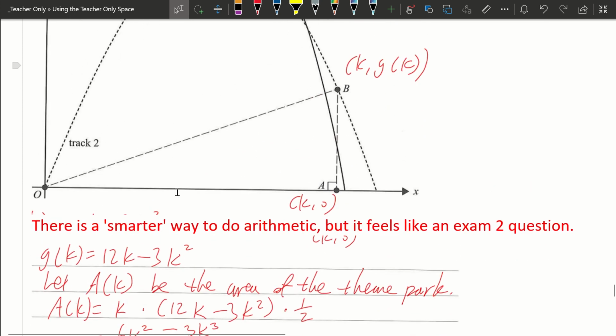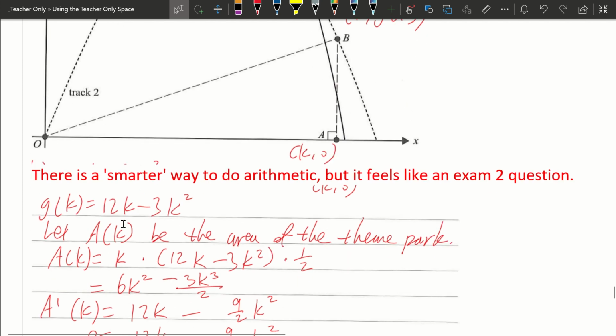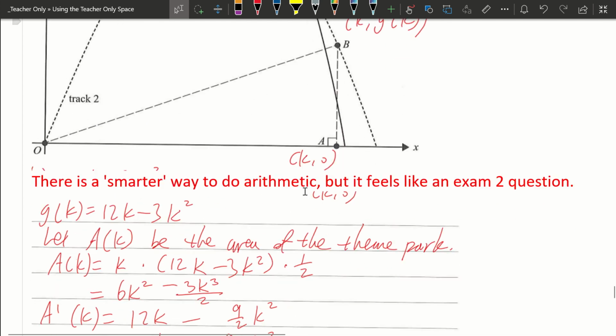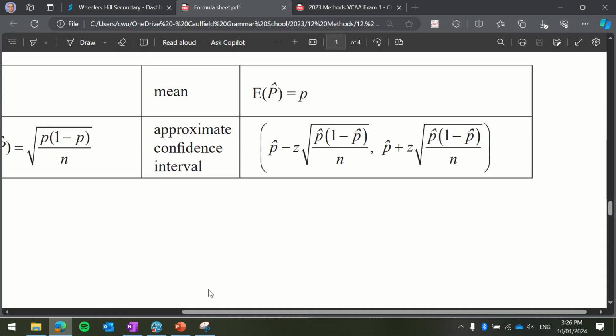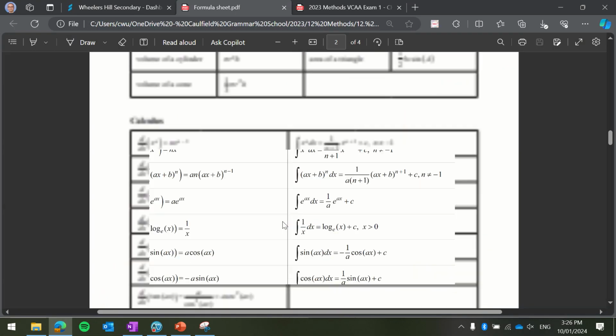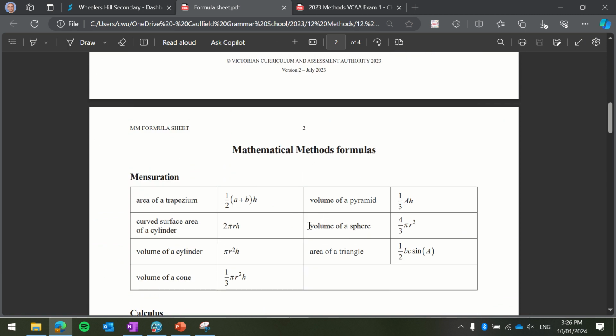So first we write down what g(k) is for the point B, which is just substituting k into the function g, and then we construct an area function. So let A be the function area. The area of a triangle, I think it's on the formula sheet if you ever forget. I think here, right here.